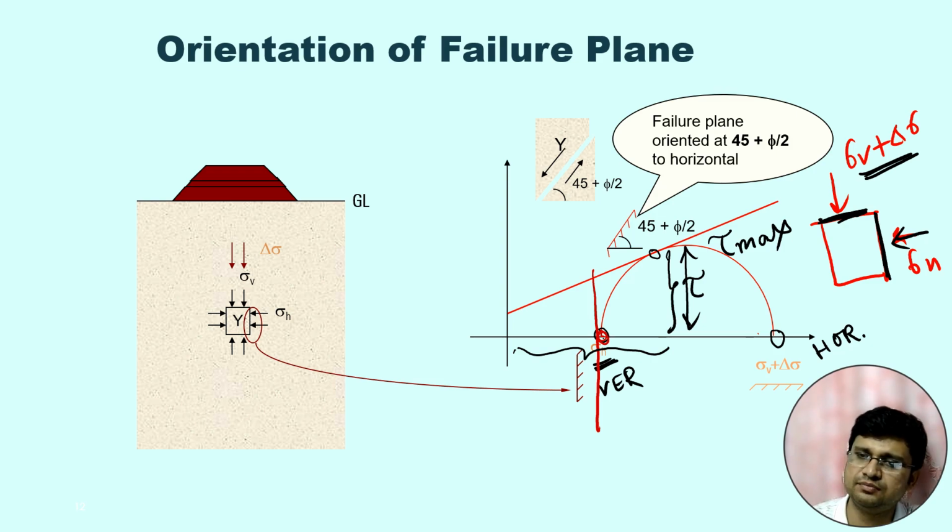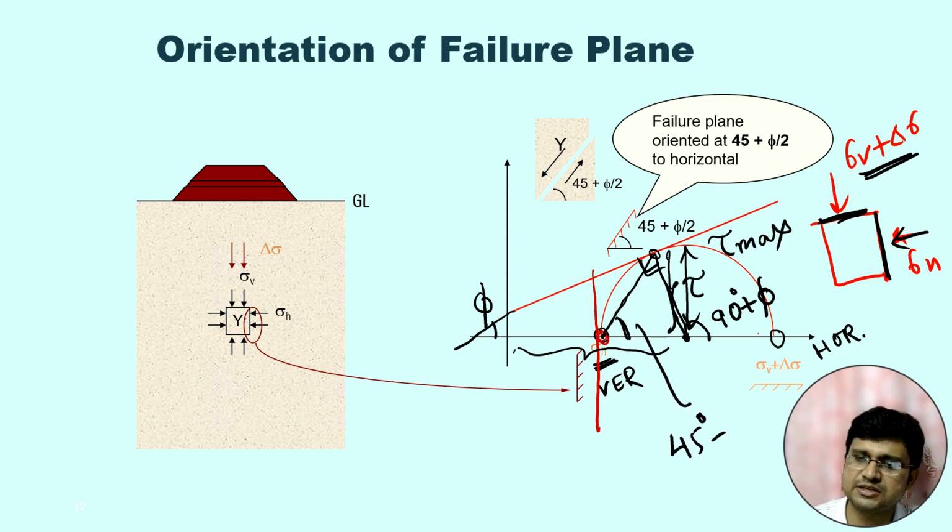Now this is the pole, and this is the point with the failure stress. For this point, failure has occurred. So if we connect the pole with this point, this will be the failure plane. And this particular angle is phi. So if we draw a triangle, this is phi, this is 90 degree, so it will be 90 degree plus phi. So this angle will be 45 degree plus phi by 2, half of 90 degree plus phi.